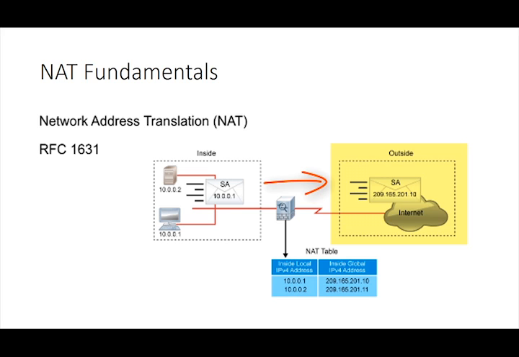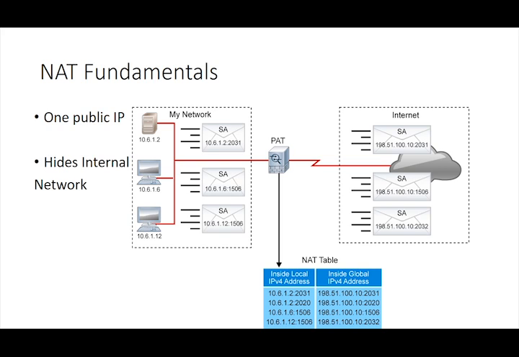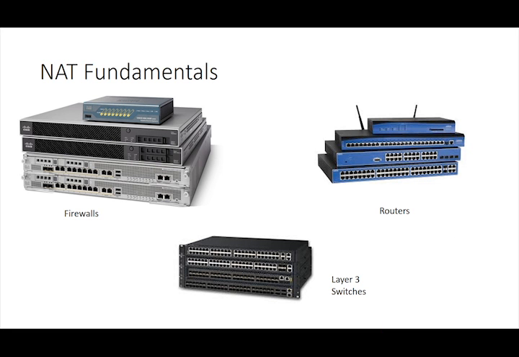NAT translates the private addresses that are used in the internal network into public addresses that can be routed across the internet. As part of this functionality, you can configure NAT to use only one address for the entire network to the outside world. Using only one address effectively hides the internal network, thus providing additional security. Multiple devices can be configured to perform NAT services. Although firewalls are the most common, routers and layer 3 switches are also capable of deploying this service.